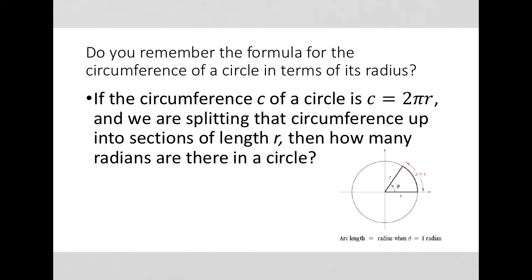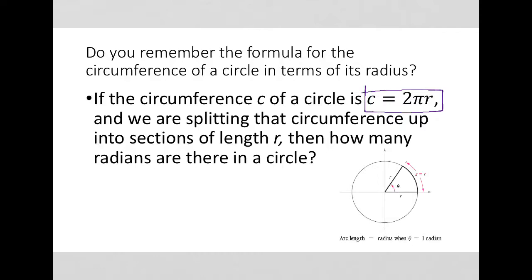So think about what we know from geometry. We know that the circumference of a circle is equal to 2 times pi times the radius, or another way of saying that is the diameter times pi, because 2r is the same as a diameter. But it's more useful for us to talk about it in terms of the radius.